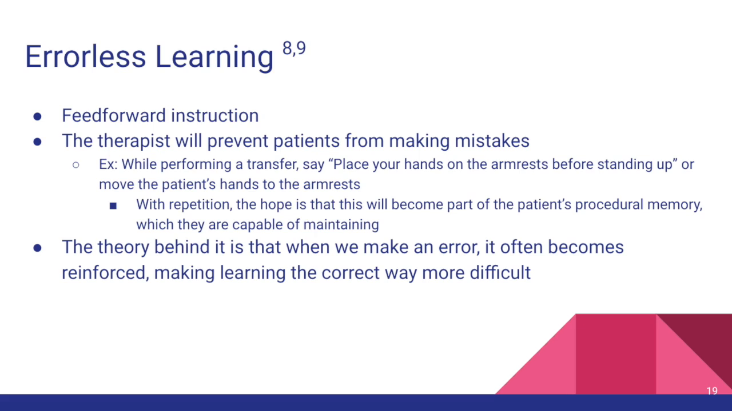Errorless learning is a feed-forward instruction. The therapist will prevent patients from making mistakes. If incorrect responses are prevented and only correct ones are enabled through cueing, it can allow for better learning. For example, while performing a transfer, say place your hands on the armrests before standing up, or move the patient's hands to the armrest for them. With repetition, the hope is that this will become part of the patient's procedural memory, which they are capable of maintaining. The theory behind it is that when we make an error, it often becomes reinforced, making learning the correct way more difficult. It's hard to completely eliminate errors, so reducing the amount of errors a patient makes is ideal.